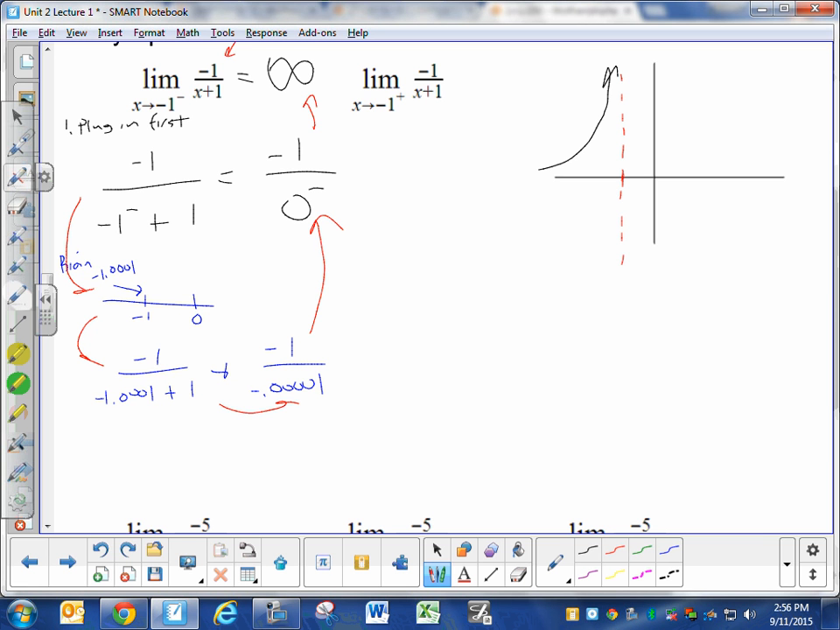Okay, you guys do it with the other one. Let's figure out the limit as x approaches -1 from the right. Go for it. Do your number line. Replace. What do you get? Use your notation.